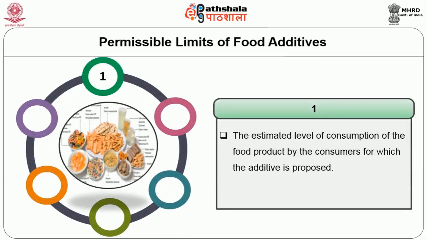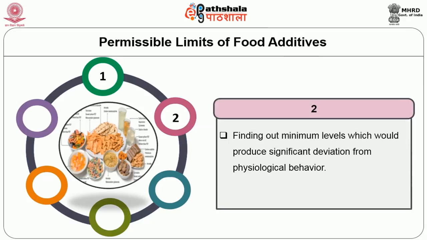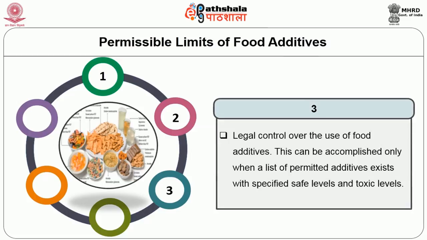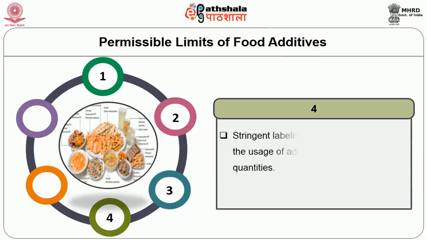The permitted limit of food additives depends on the estimated level of consumption of the food product by the consumers for which the additive was proposed, and on finding out minimum levels which would produce significant deviation from the physiological behavior. Legal control over the use of food additives can be accomplished only when a list of permitted additives exists with specific safe levels and toxic levels.